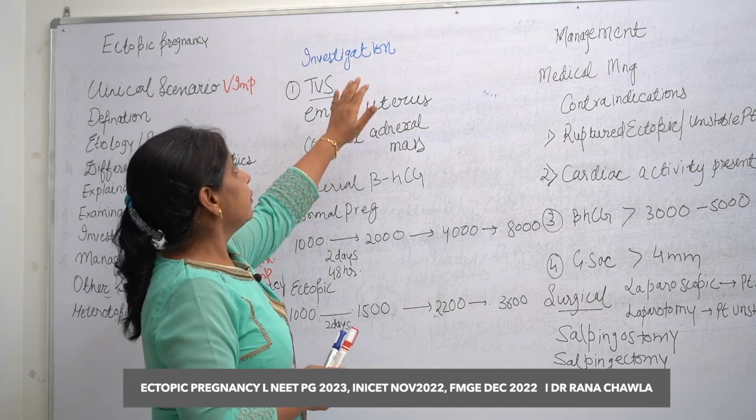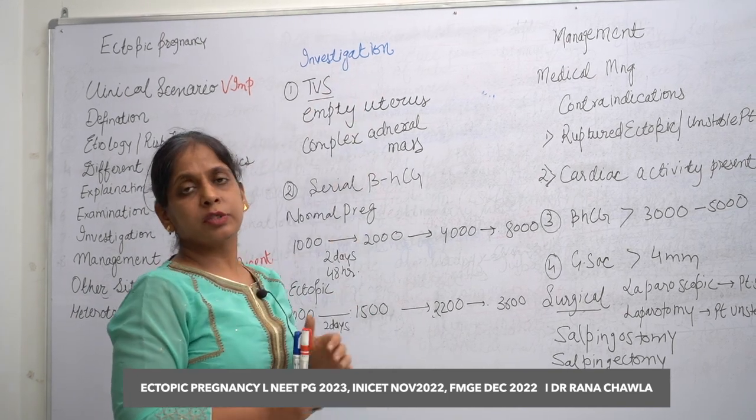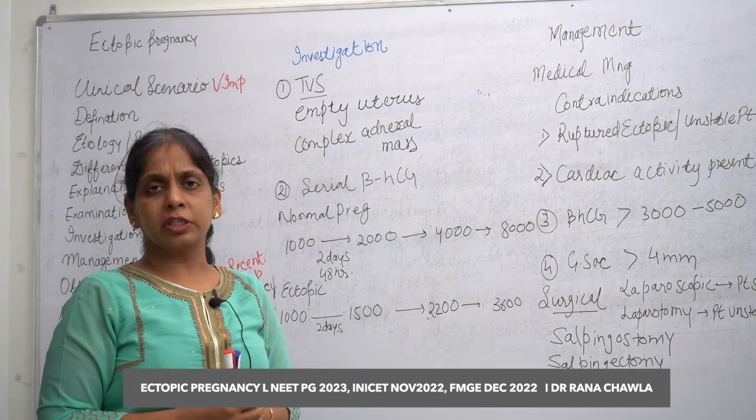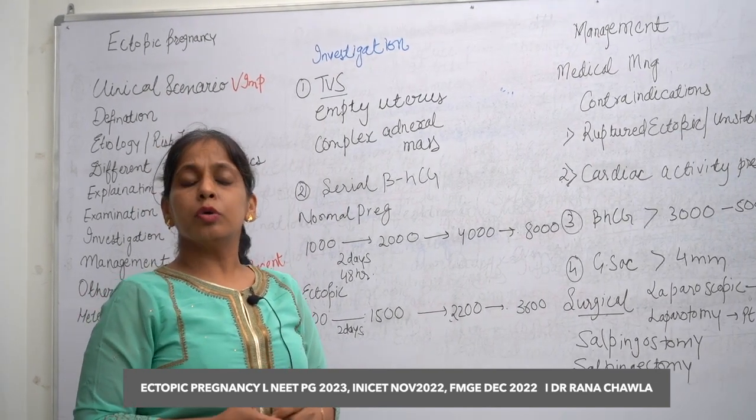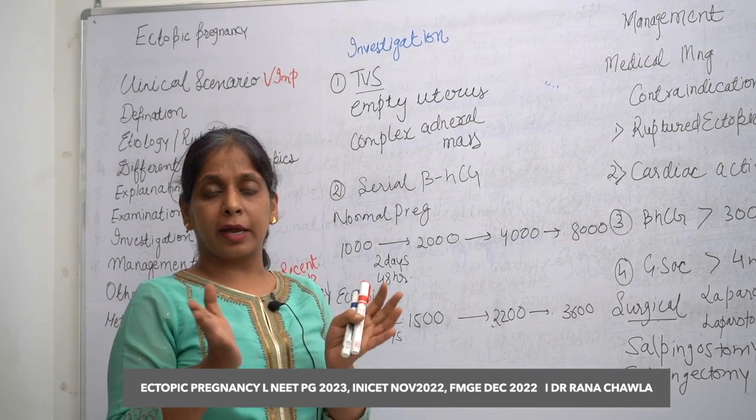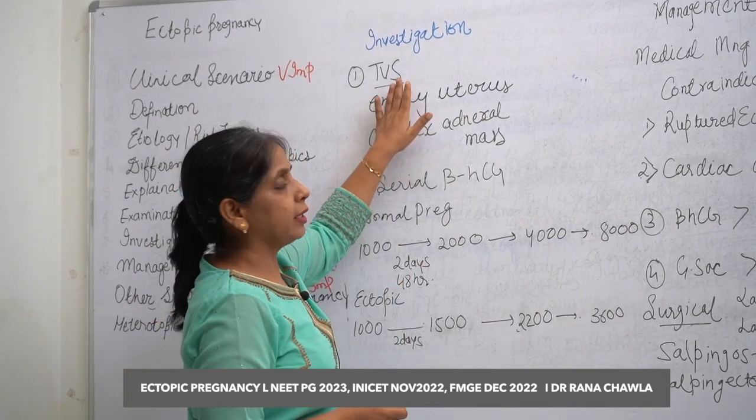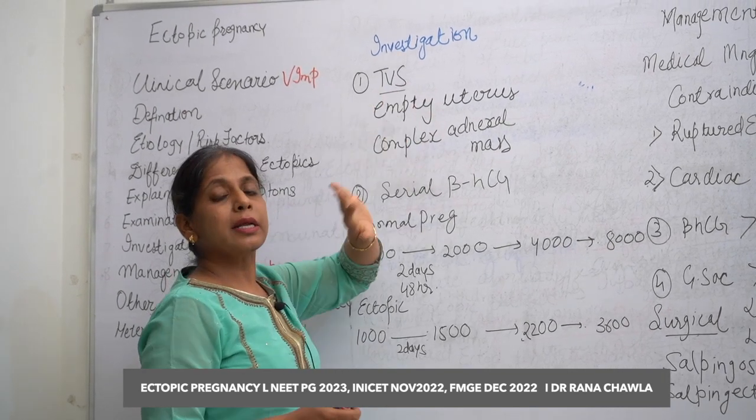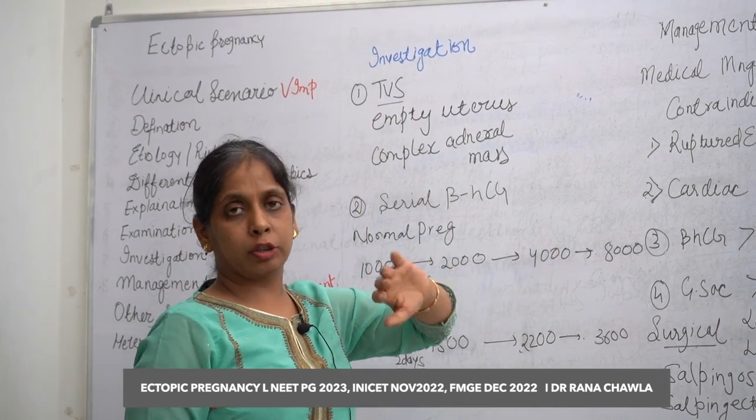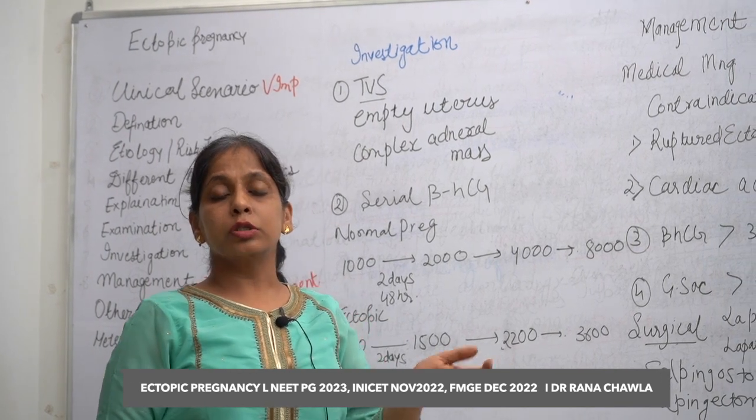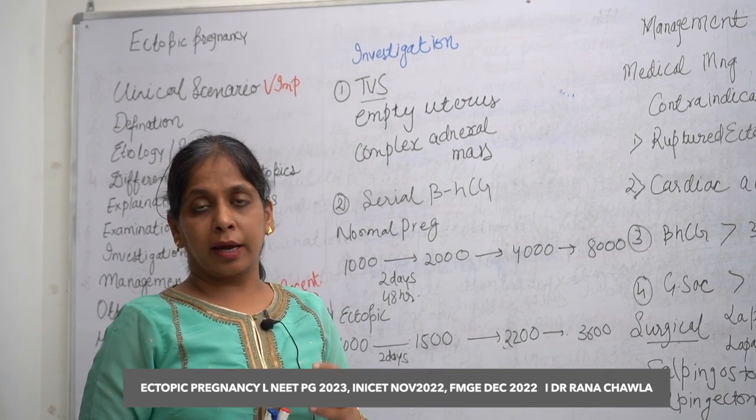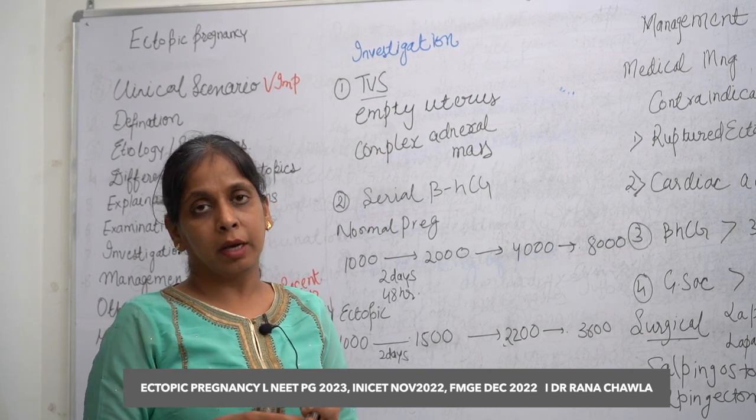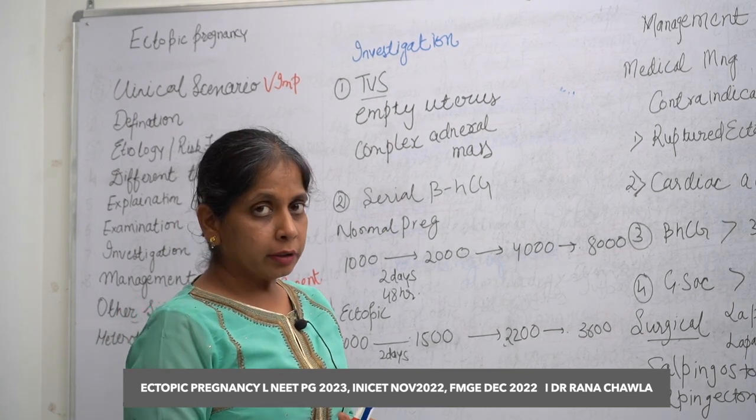So you see, the investigation of choice is transvaginal scan. Okay. So in the questions, there is a list of investigations. Even MRI is written. So even with MRI in the options, transvaginal scanning is preferred. Okay. Because it helps us to differentiate the ectopic from abortion, and it also helps us to have a very clear view of the adnexal masses and also of the uterus.